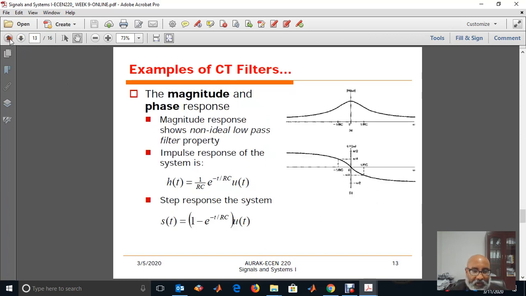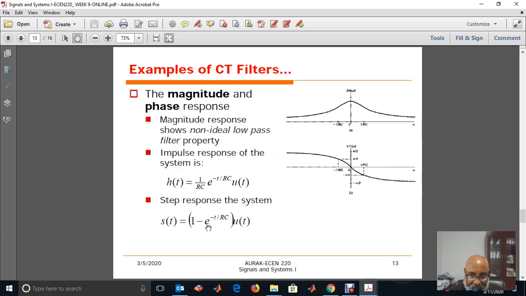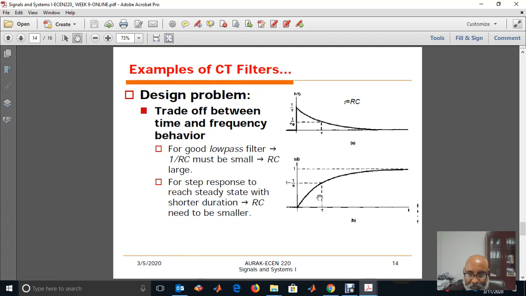If we plot the impulse response, as you see, it is an exponentially decaying function, and the step response is an exponentially growing function. Okay, so in the limit when t goes to infinity, the step response reaches 1, from the previous equation. When t goes to infinity, e to the power of minus infinity is 0, 1 minus 0 is 1, then the output will become 1, which gives this graph as a function of time.